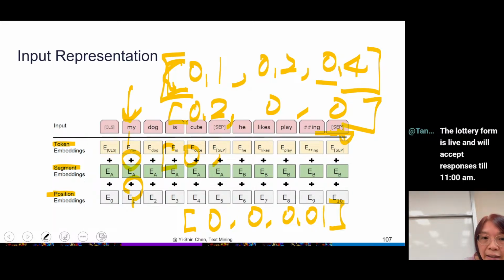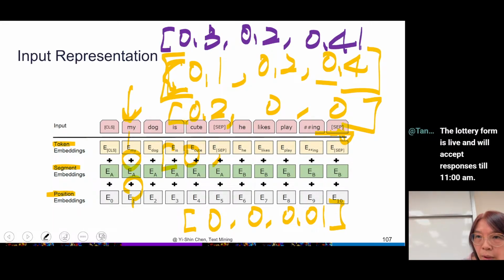When we add them together, the final embedding will become 0.3, 0.2, 0.41. So far so good? Understand what we're talking about? Your embedding has token embedding, segment embedding, and position embedding. You see the plus, they really add them together. But how to set up the values? They have some tiny way to do the adjusting. So you can understand based on that.